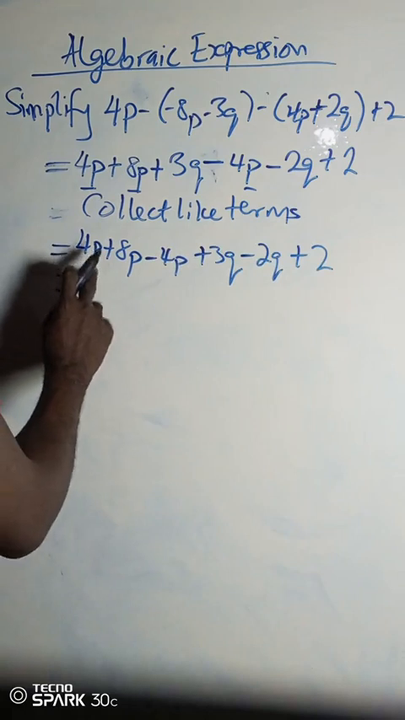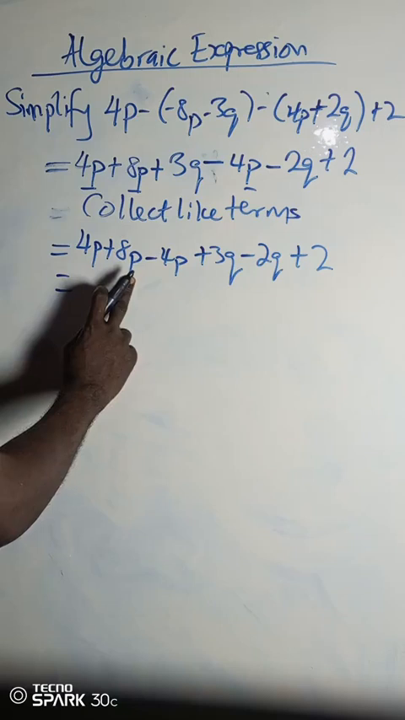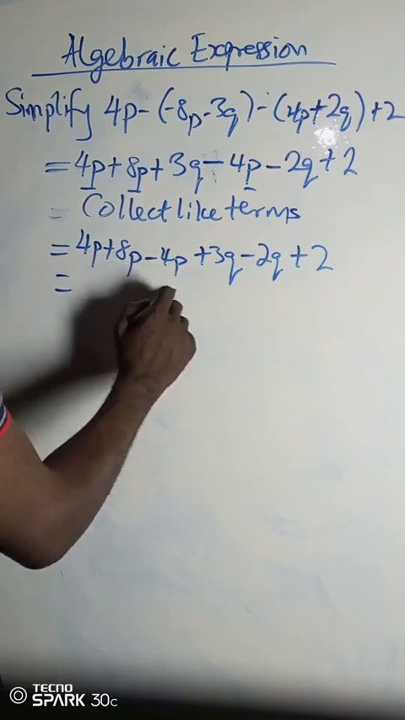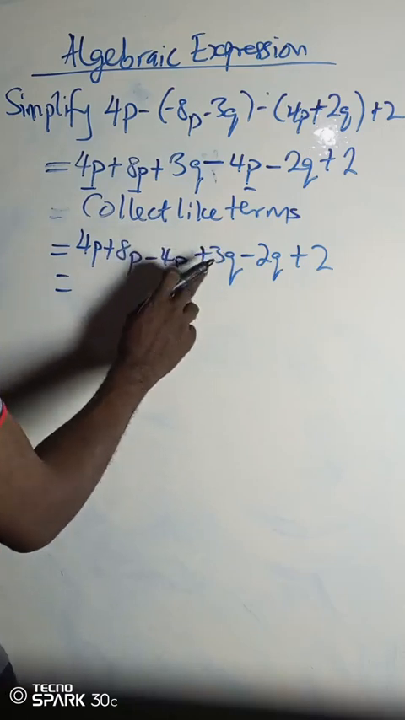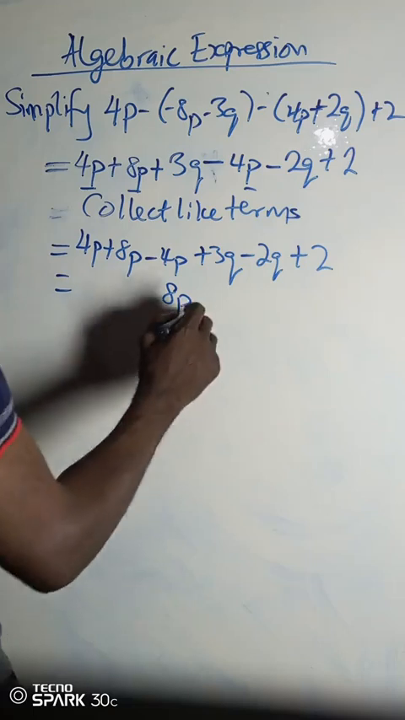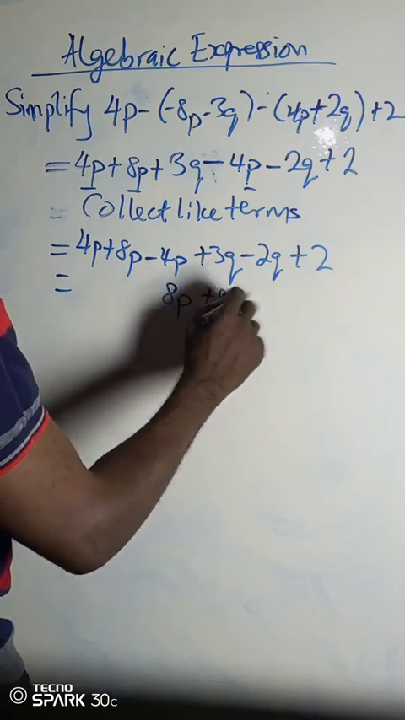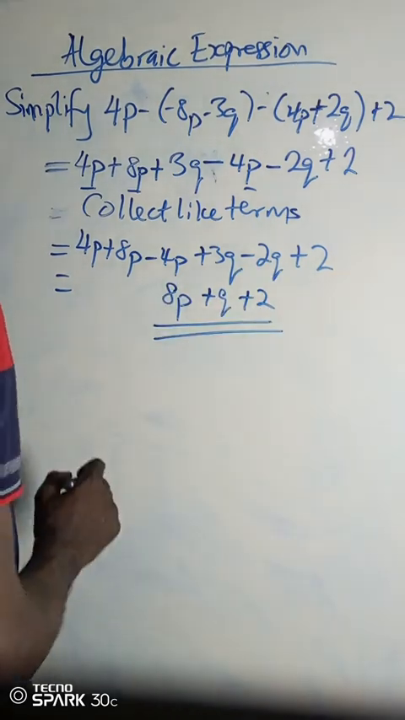So 4p plus 8p, that is 12p. 12p minus 4p, that is 8p. We have plus 3q minus 2q. We are left with plus q, then plus 2. This is our final answer.